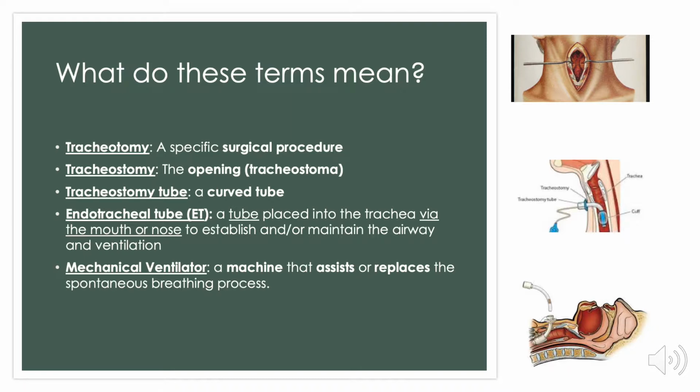An endotracheal tube, as mentioned earlier, is another type of artificial airway that is placed into the trachea to facilitate with breathing. However, the endotracheal tube is placed through the person's mouth or nose. And a mechanical ventilator is a machine that aids in natural breathing, and that's hooked to either the tracheostomy or the endotracheal tube.